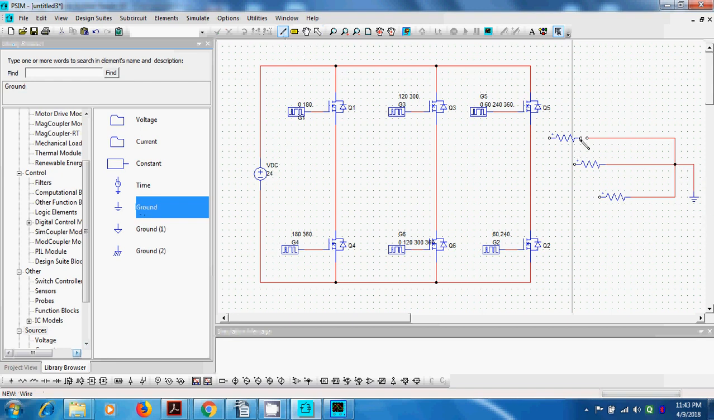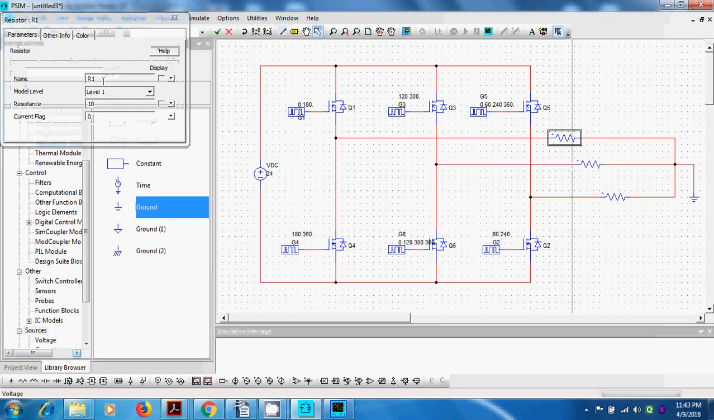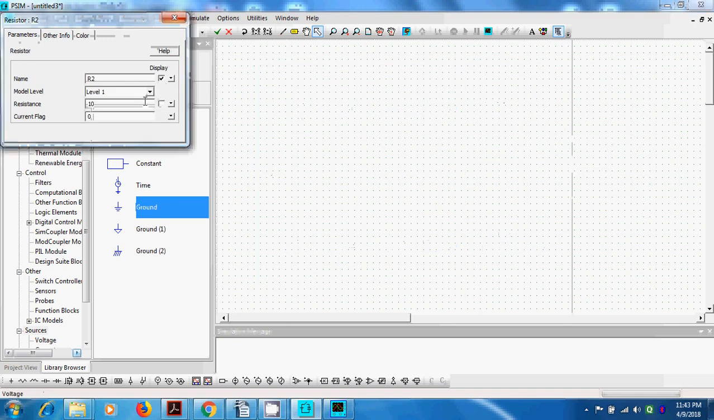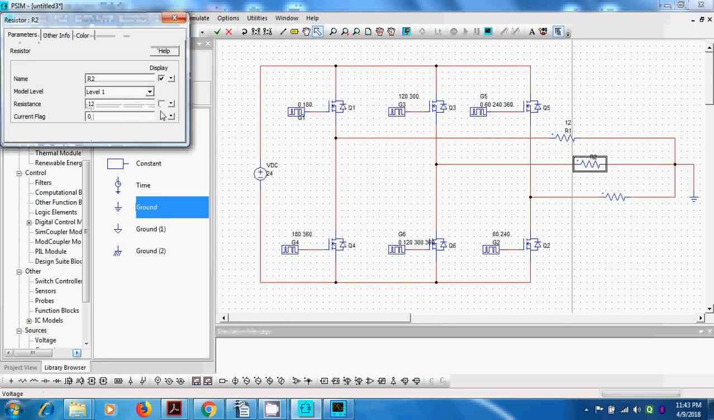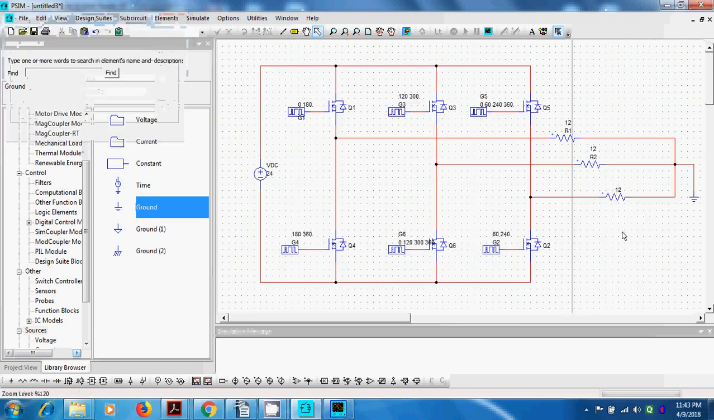Now I have to connect these resistors here. So this is R phase, this is Y phase, this is B phase, and I will give the resistors. Say the resistor R1, say 12 ohm. You can take any value. Say this is R2, again 12 ohm. You can take any value of them, not necessarily always. R3 again, say this is again also 12 ohm.